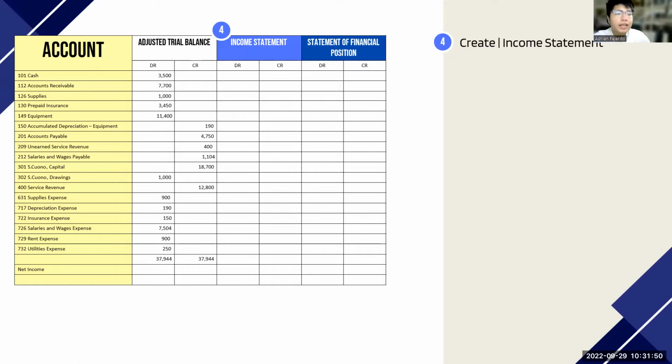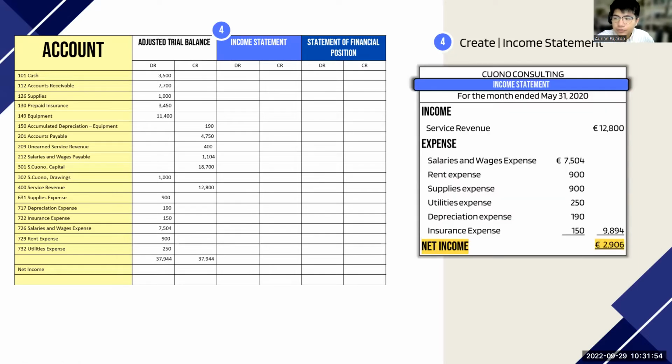So step 4 is that we create our income statement, right? So in essence, we want to create the income statement for Kuno Consulting. And how do you do this? Using the adjusted trial balance. Basically, we just look at the income statement items under the worksheet. So conveniently, service revenue all the way to utilities expense are at the bottom of the worksheet, right? So we just reflect them.